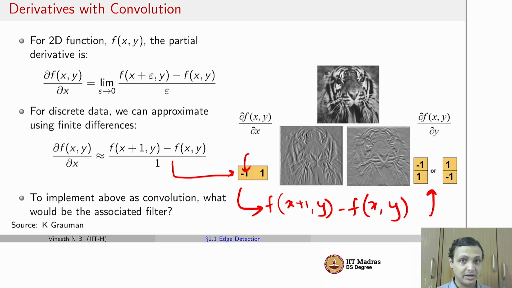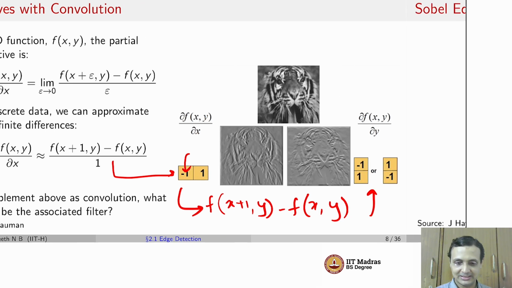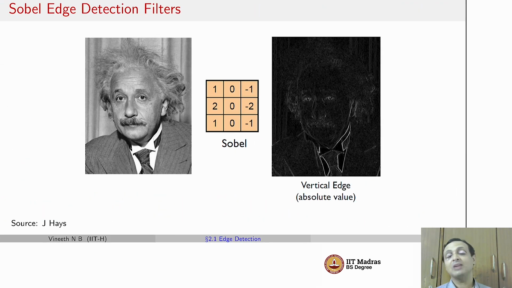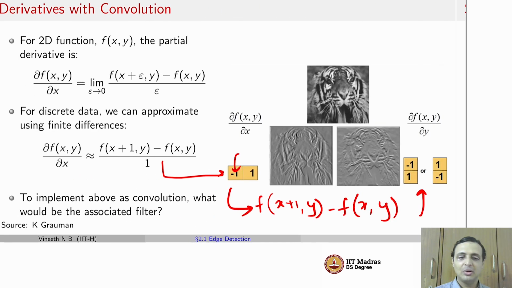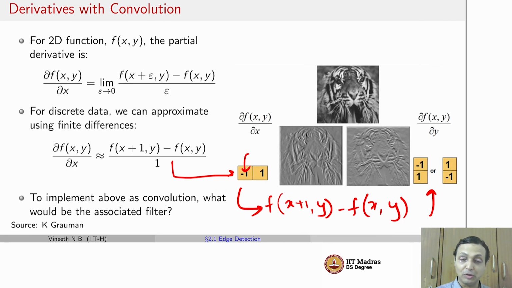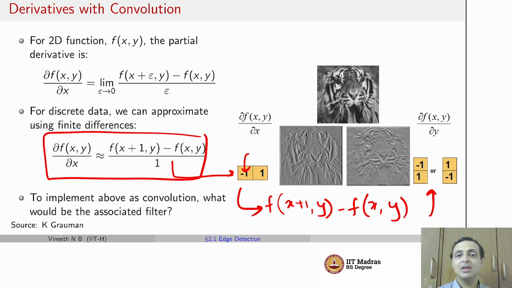Is this the only way to get the gradient? Not necessarily. There are other ways of defining the gradient too. Remember on the previous slide, when we said that for discrete data, we obtain the gradient using this particular formula, remember that this is one kind of an approximation. There could be several other ways in which you could approximate the gradient.